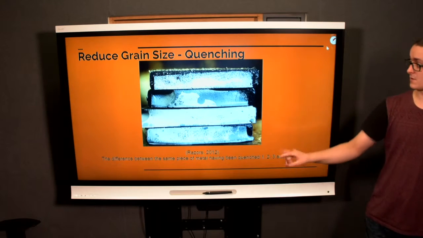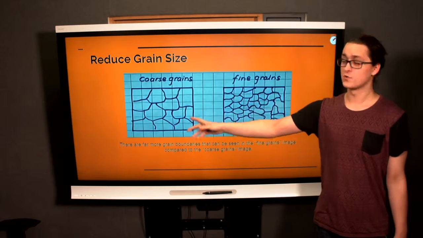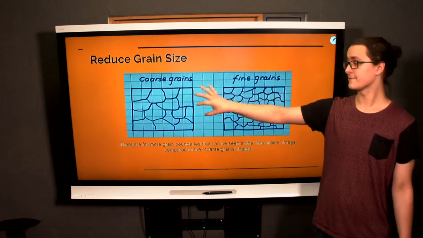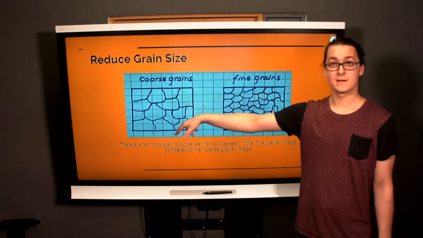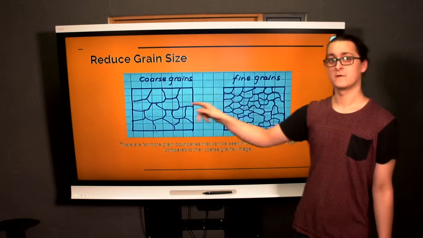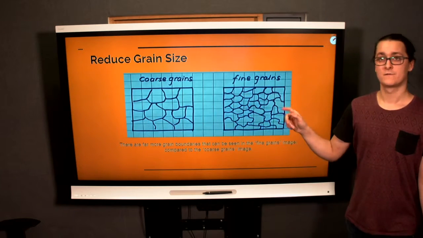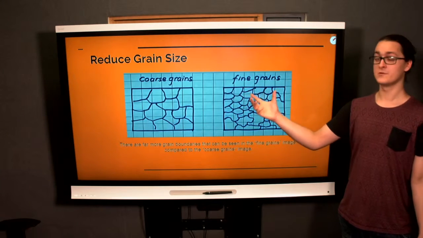And then moving on, we have just an example of the difference between coarse grains and fine grains. So you can see that with bigger grain size, there are less grain boundaries compared to fine grain size. So there's more barriers to stop slip with fine grains compared to coarse grains.